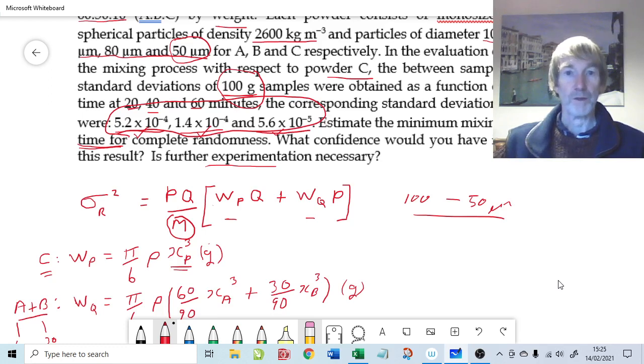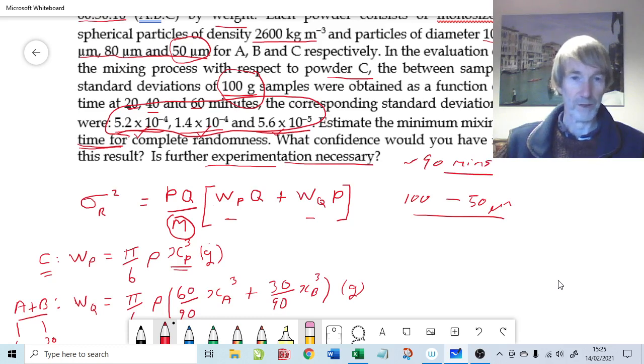Okay, so is further experimentation necessary? Yes, because we're at 60 minutes and we're anticipating that we might need 90 minutes. So it's worth doing just to check something hasn't happened with the segregation. We just need to take it to 90 minutes. And what sort of confidence do we have in the mixture quality? Well, we've got fantastic confidence in the mixture quality because the variance is so low.